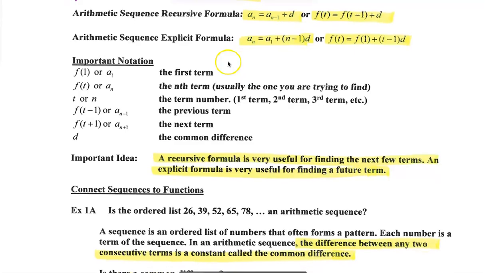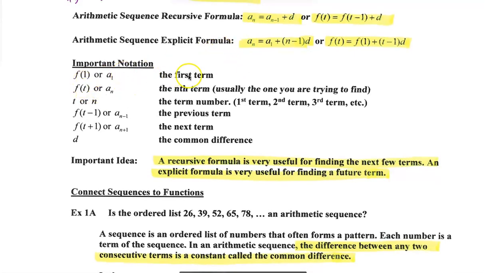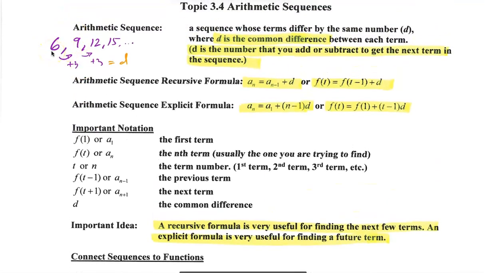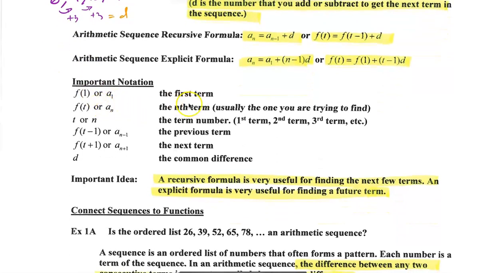Okay, a little notation from our things here. a_1 is the first term. So you see right here, we have an a_1. That's the first term. So in my example here, 6 would be my a_1. It's the first term we used. a_n is a term number. So you see a_n all the time. You leave it as a_n.